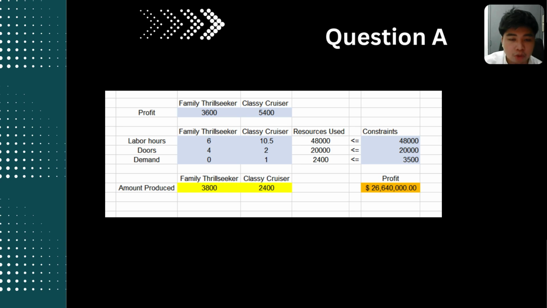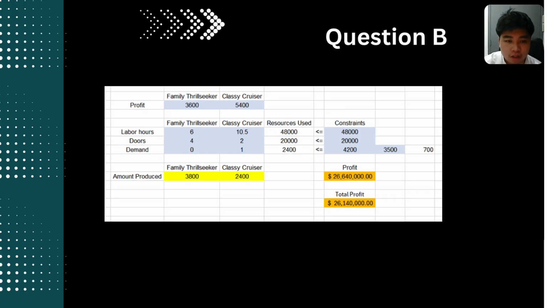In this model, we use 0 and 1 to indicate the demand, since it was not given. Since there is no demand limit for the Family Thrill Seeker, the input is 0, while it is 1 for the Classic Cruiser. The Family Thrill Seeker would produce 3,800, while the Classic Cruiser would produce 2,400. For this, the marketing department wants a $500,000 advertising campaign that would increase demand by 20%. But based on the solver, the factory would still produce the same amount of Classic Cruisers with or without the campaign.